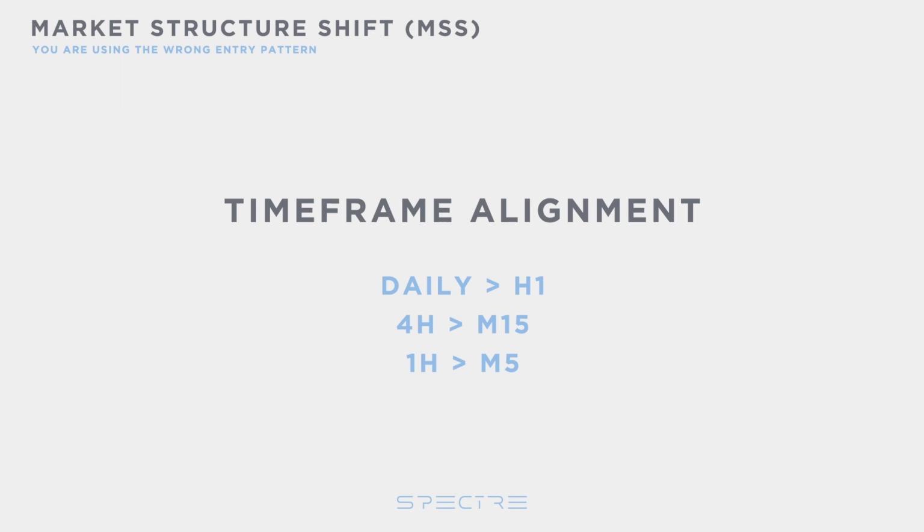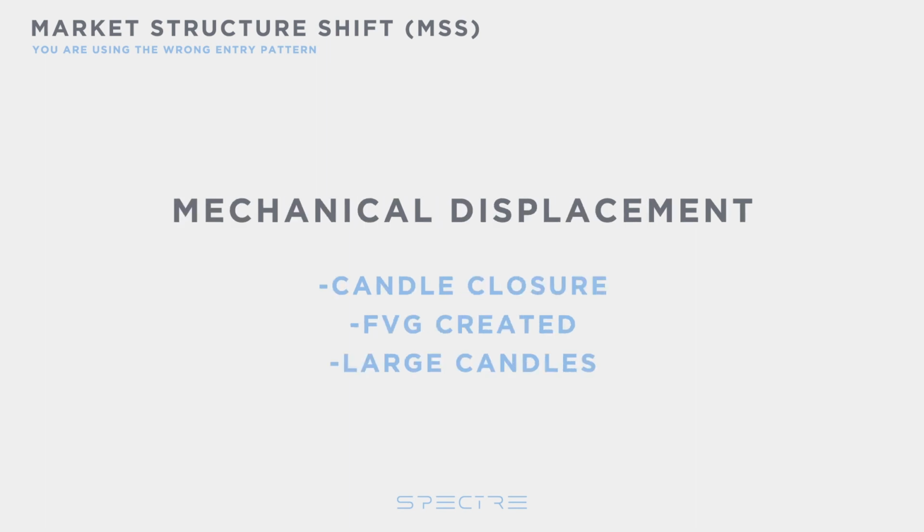So now that we have all of that information about time frame alignment, how do we make the displacement mechanical? There are 3 simple steps that I use to make displacement as mechanical as possible. The first one is by using a candle closure. When price moves below a low or above a high, we have to do it with volume and a candle closure, right? What does this mean?